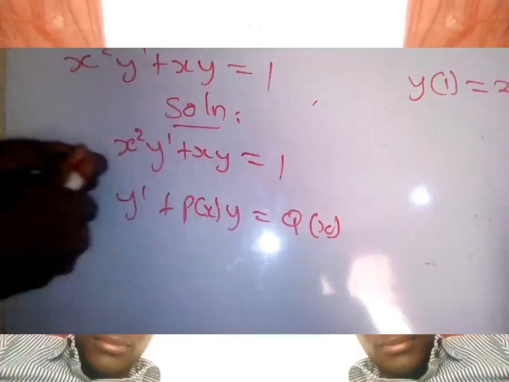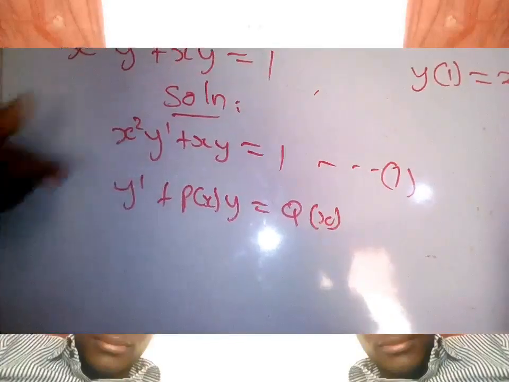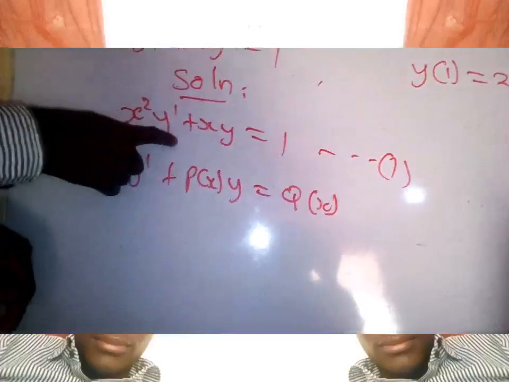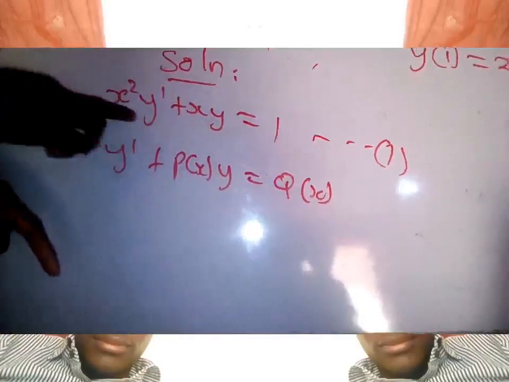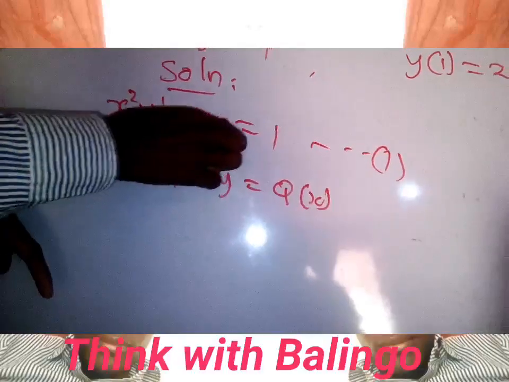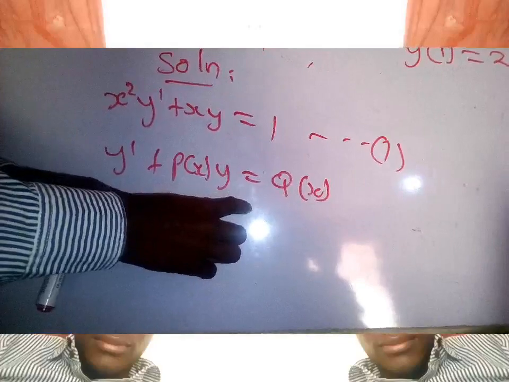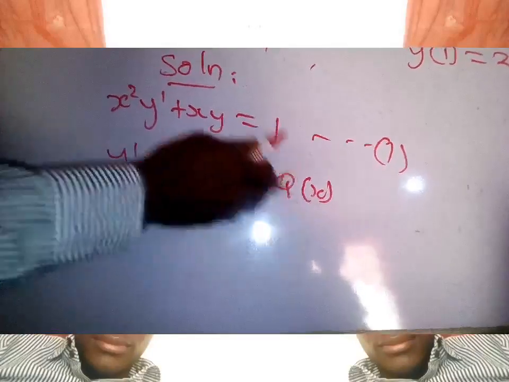Now if you look at this equation, let me call it equation 1. It is not yet in this form because there is a coefficient of y prime here. So we need to rescale, or make some manipulation, to reduce this equation to the exact form of the first order linear differential equation. Okay, now let's do that.